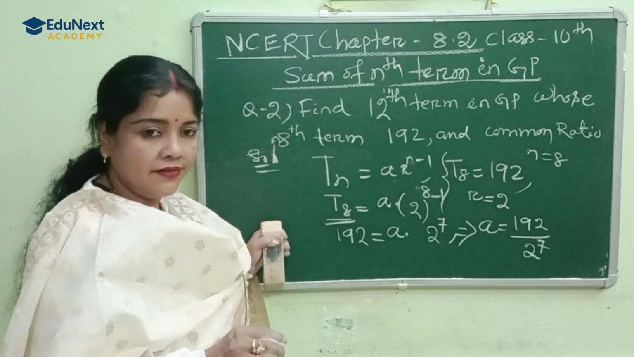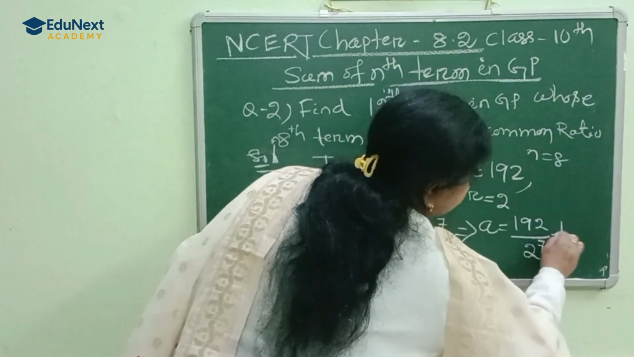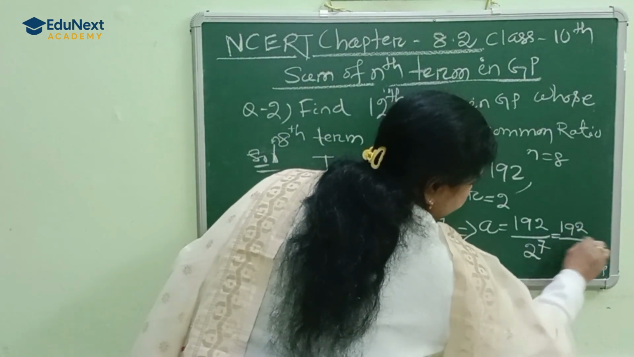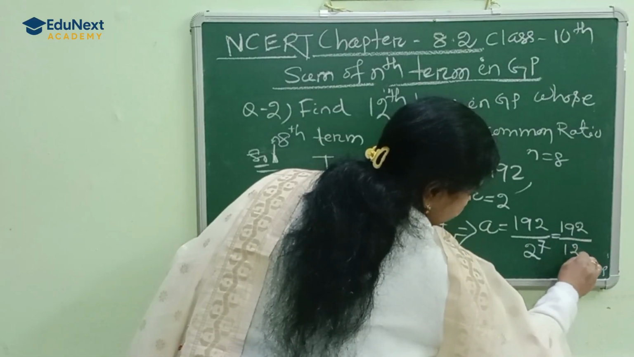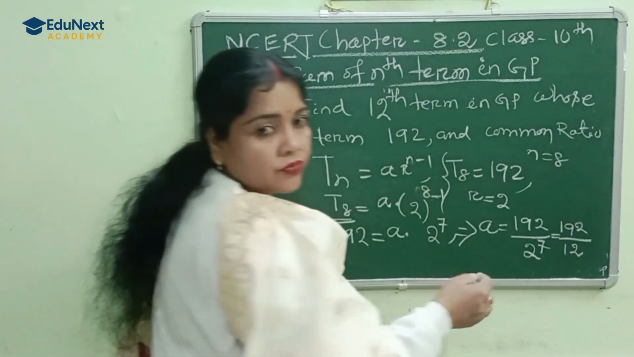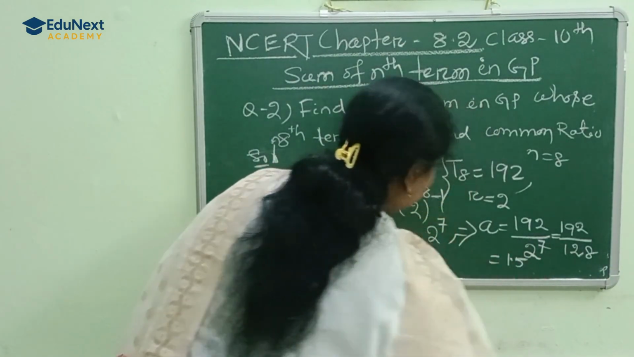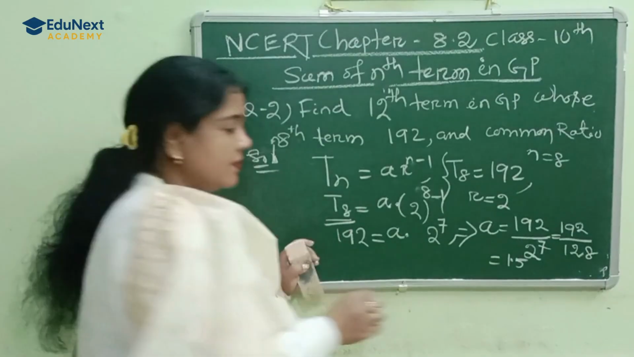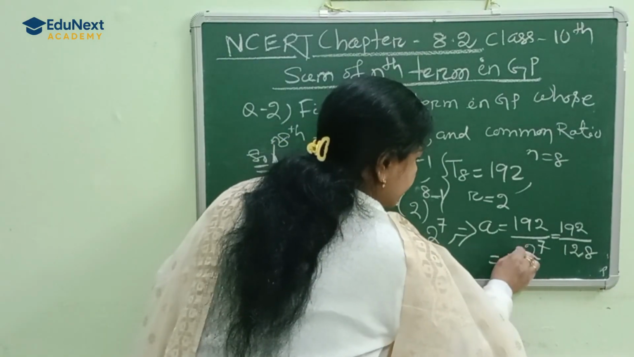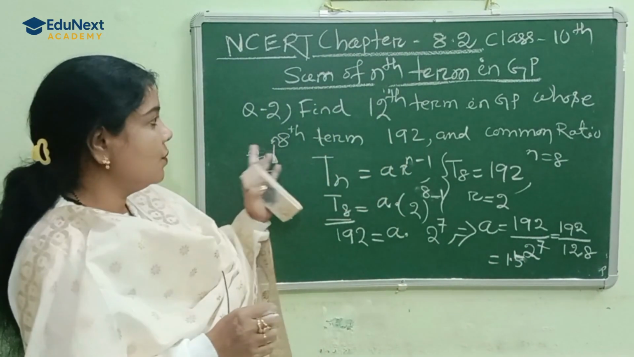Right? 2 to the power 7 is equal to 128. That means 192 divided by 128. The final answer is 1.5. Now if a is 1.5, that means you can find out what is the 12th term.